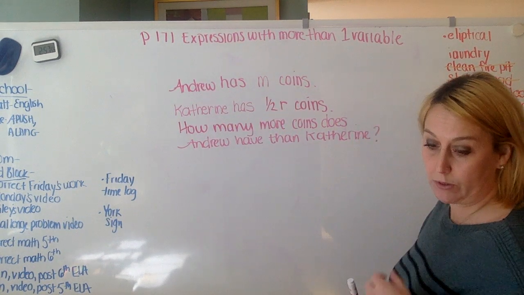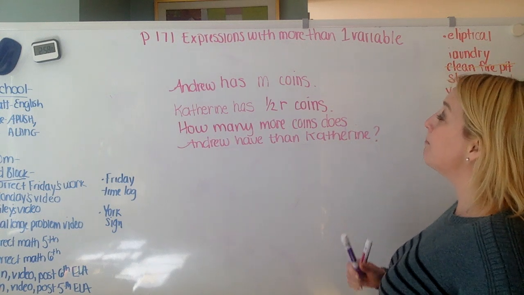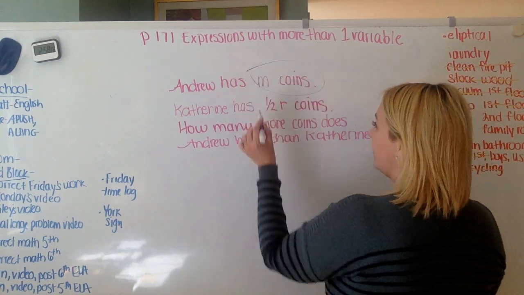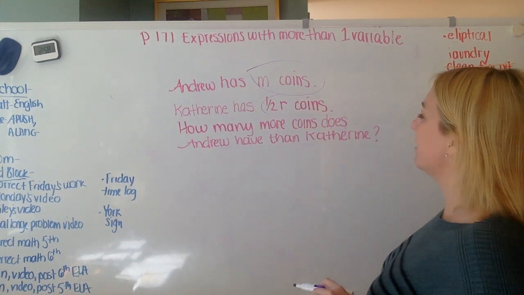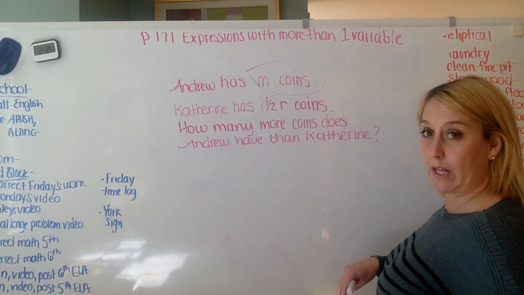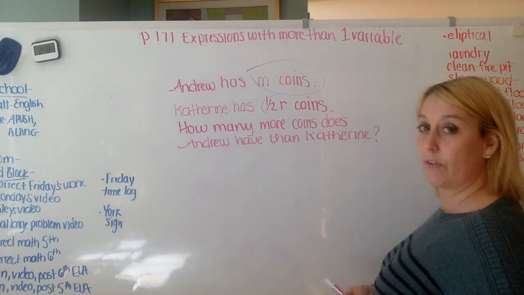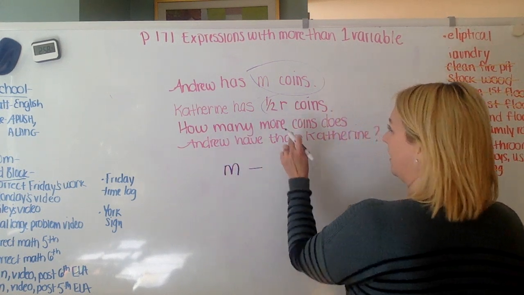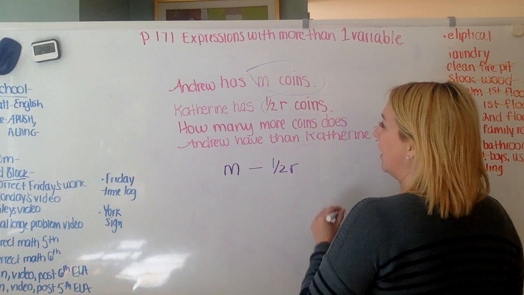So Andrew has M coins. Catherine has half R coins. How many more coins does Andrew have than Catherine? So Andrew is the one, he's got M. Catherine has half R, and we want to find out how many more Andrew has than Catherine. So we need to take Catherine's away from Andrew's, right? And whatever is left over, once you subtract Catherine's from Andrew's, is going to be how much more Andrew has than Catherine. So to show that, I would say M minus, so my whole is Andrew. I'm going to take away what Catherine has. Well, Catherine has half R.